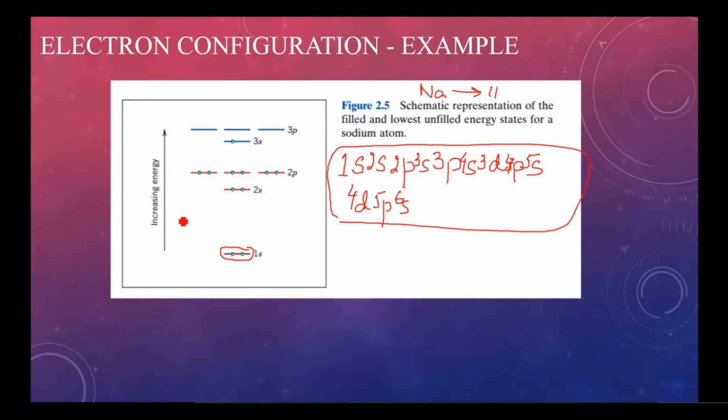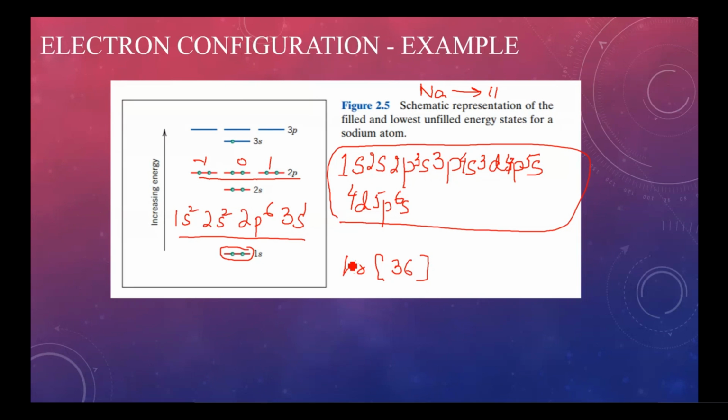In this case, for sodium you have 1s2, 2s2, 2p6, and 3s1. So you know the electronic configuration for sodium. Obviously, the three 2p subshells would have the same energy, although their orientation is different. So if I ask you for krypton, having the atomic number of 36, can you write down its electronic configuration?